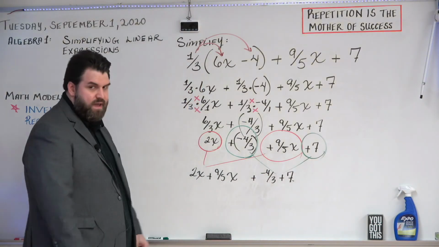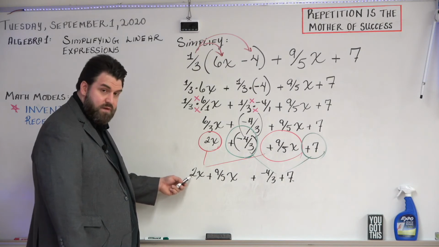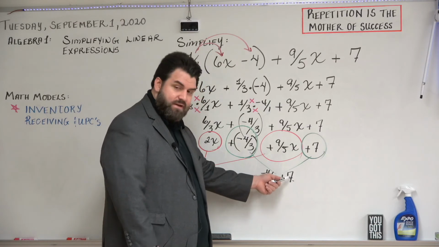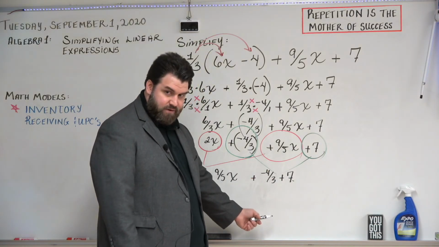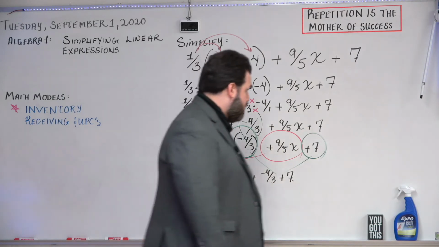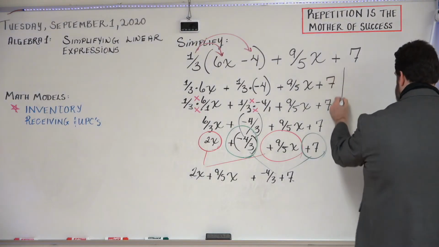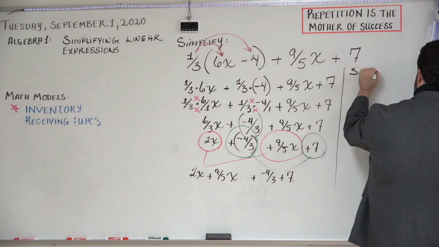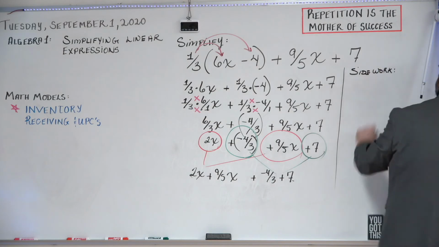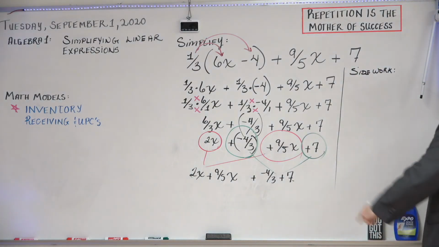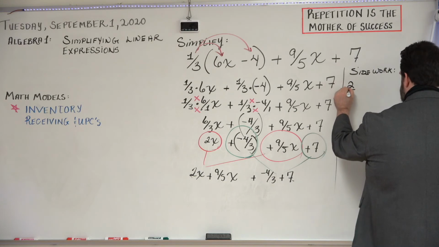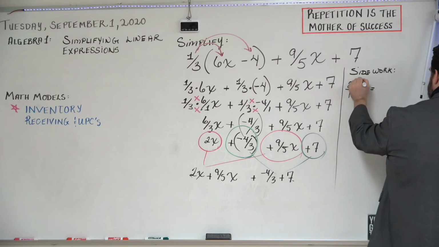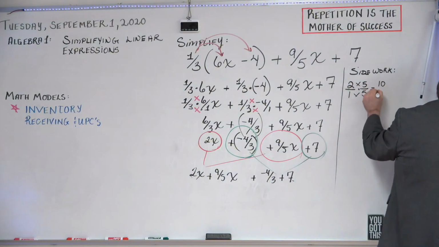So what I need to do next is I need to write the 2 as a fraction with 5 in its denominator, and I need to write the 7 as a fraction with 3 in its denominator. So over in side work, I'm going to show you how to do that. You need to have side work on your page. This is the side work. So here's how you do that. You multiply 2 over 1 times 5 over 5, and that's going to equal 10 over 5.